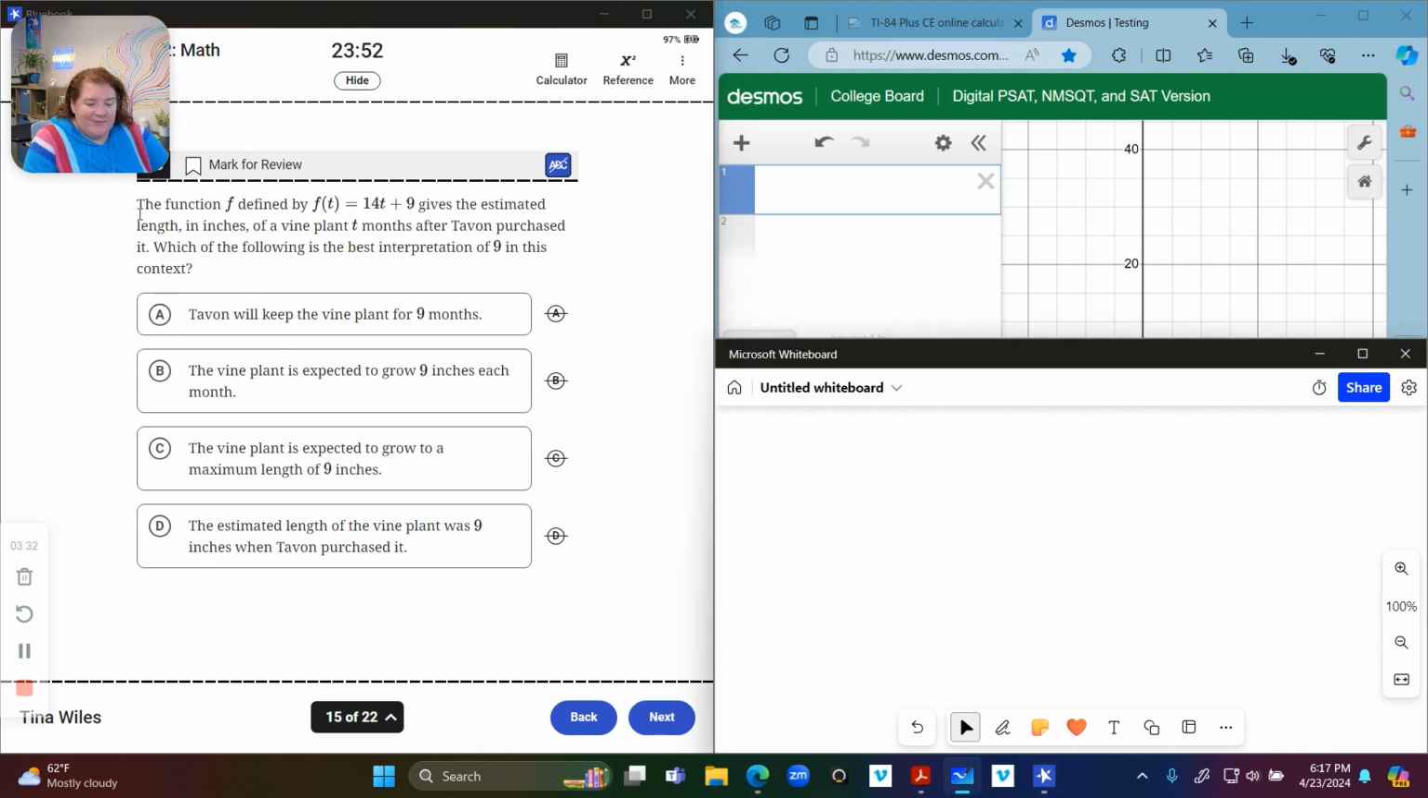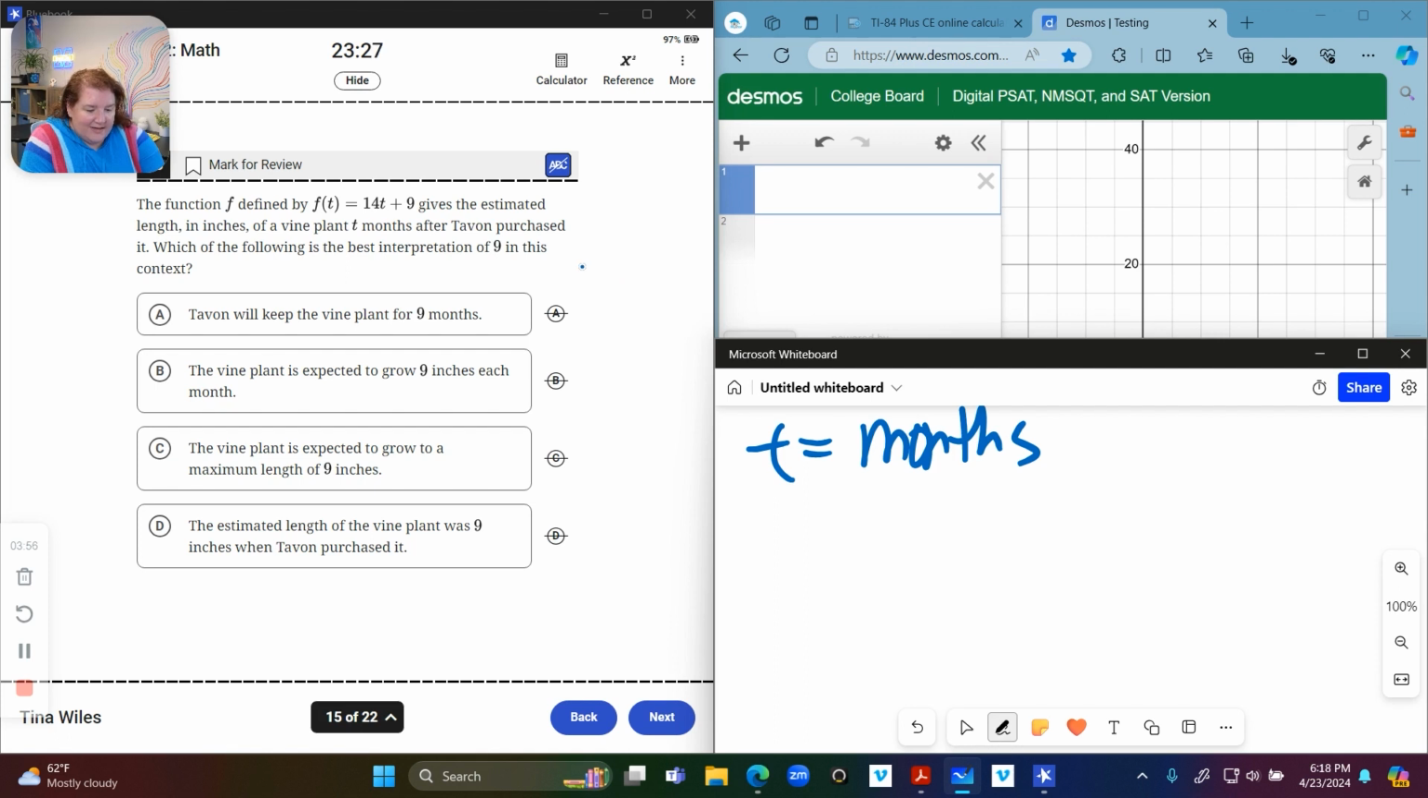Number 15, the function f of t equals 14t plus 9 gives the estimated length in inches of a vine plant t months after Tevan purchased it. So t is months. Which of the following is the best interpretation of 9 in this context?